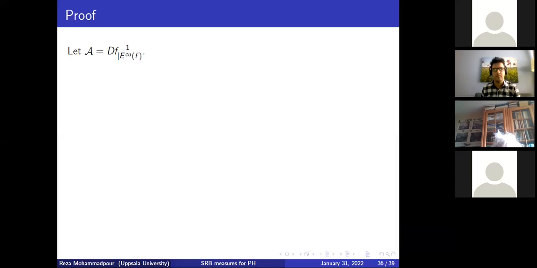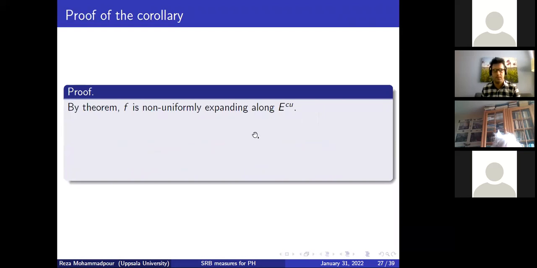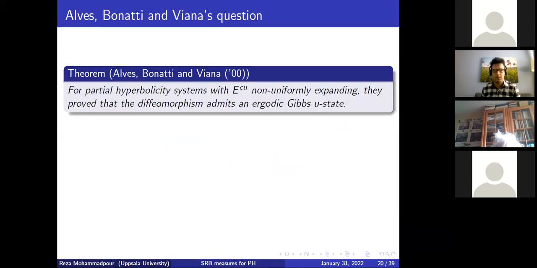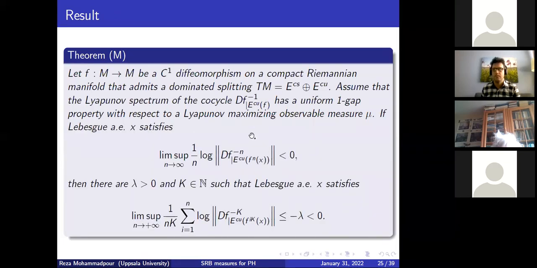So for the proof of the main result, let me remind you of the main result. This result. Now I'm going to explain how to prove it: for a C1 diffeomorphism with a dominated splitting and a uniform one-gap property, a negative Lyapunov exponent implies non-uniform expansion. Now I'm going to discuss the proof of this theorem.